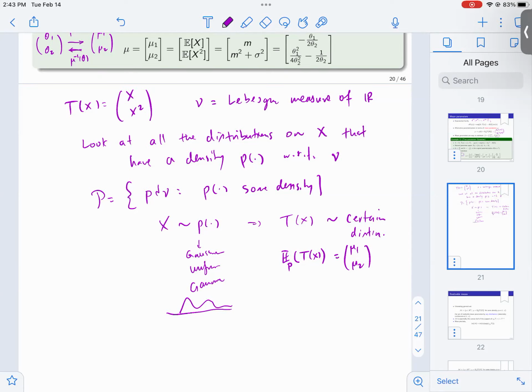Yes. So in this problem, the variance is positive. So mu2 minus mu1 squared should be positive. Great. Okay. And mu2 itself is positive.